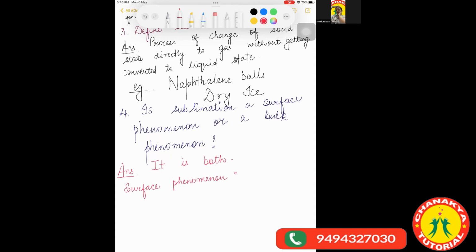In case of surface phenomenon, we take the example of dry ice because it happens only at the surface. Whereas in case of bulk phenomenon, we take the example of naphthalene balls, which we see that the entire naphthalene balls get sublimed with time. Clear, children?